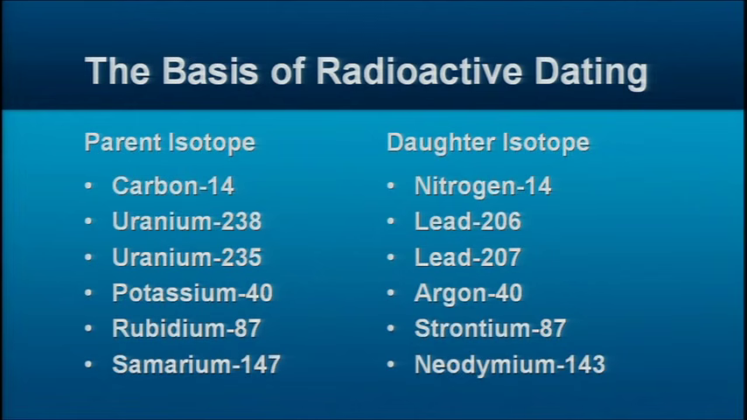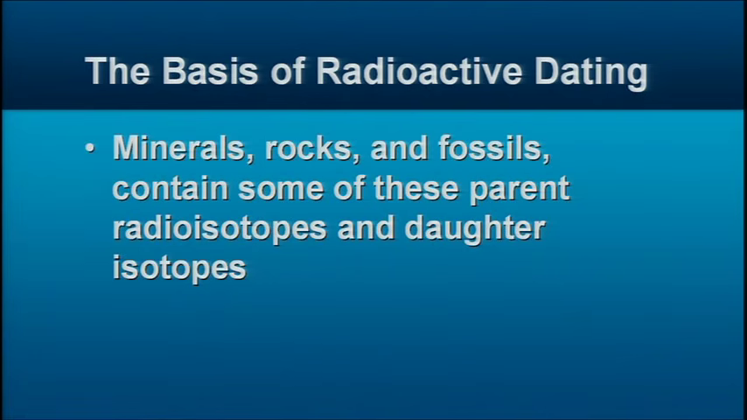And those numbers, like uranium-238, the 238 describes the size of the nucleus of that atom. And it's large, it's the common uranium atom, and it decays down to lead-206. And you're going to hear a lot about that in the next few days. So minerals, rocks, and fossils can all contain some of these parent radioisotopes and daughter isotopes, which is the basis for being able to do this radioactive dating.